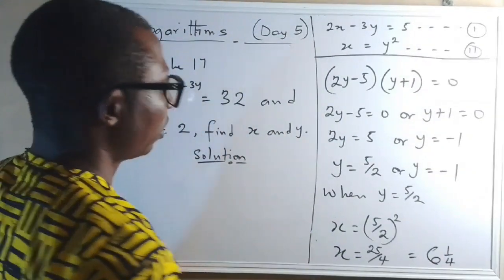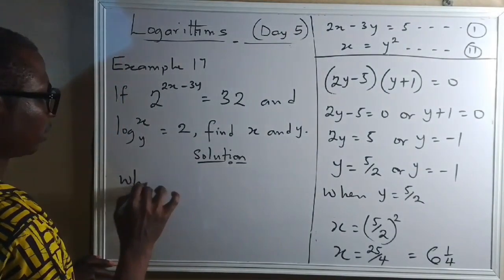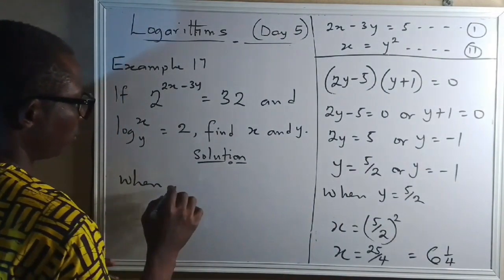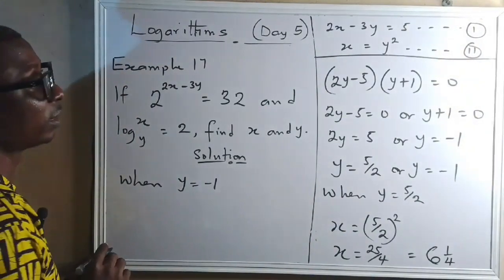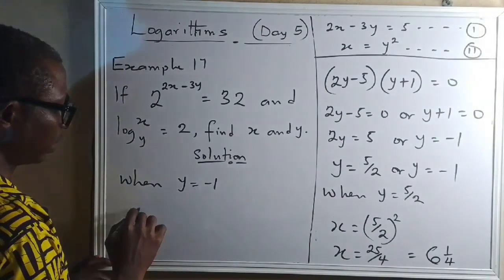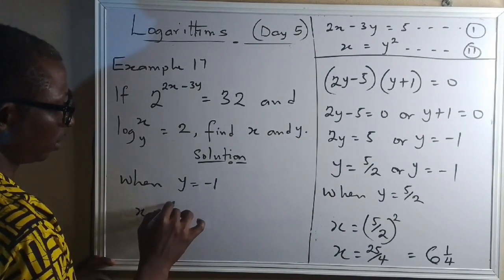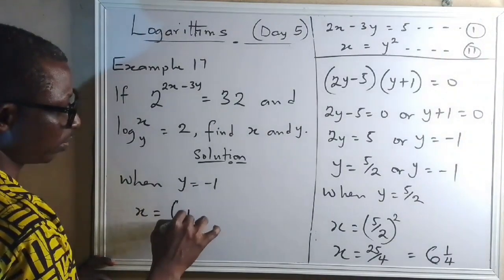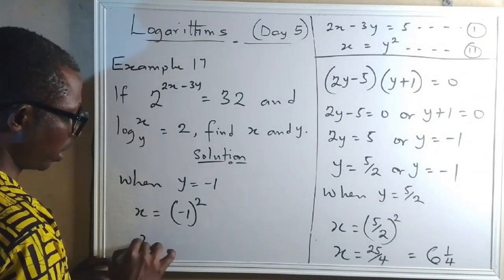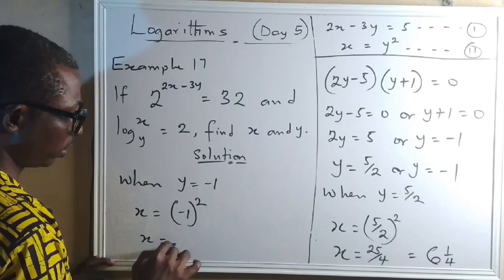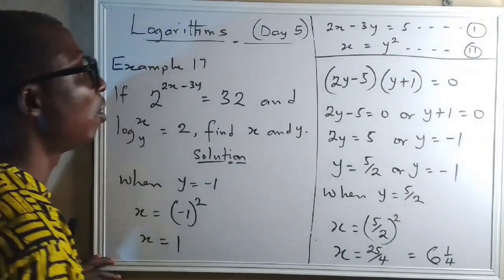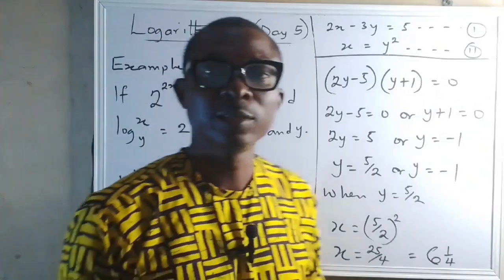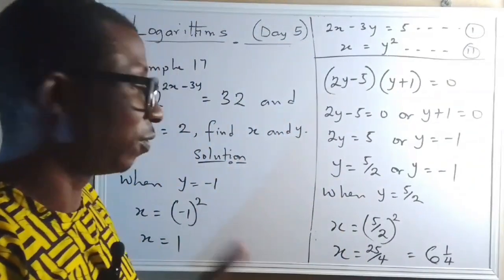Now when y equals minus 1, the second value of y, what is going to be x? x will be y squared, so that's minus 1 squared. So x will be 1. Minus 1 times minus 1 is going to give you 1. All right, so that is all for today.